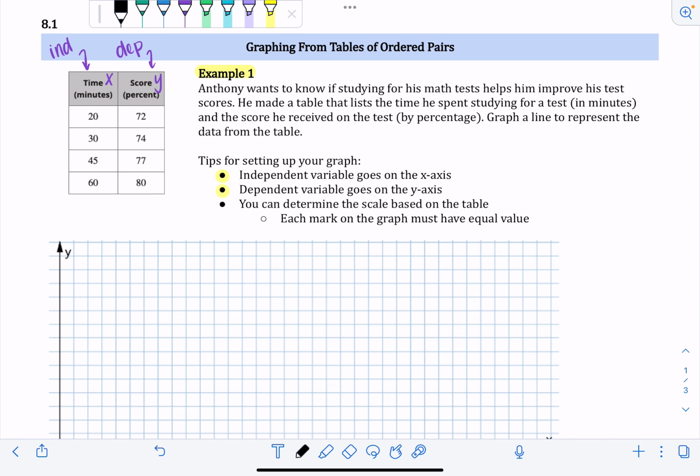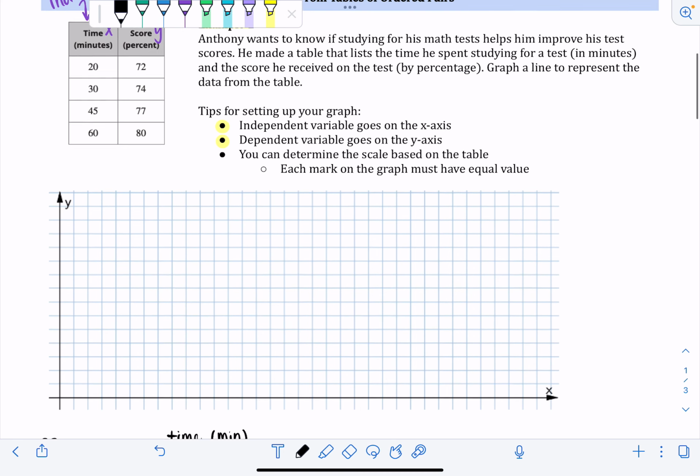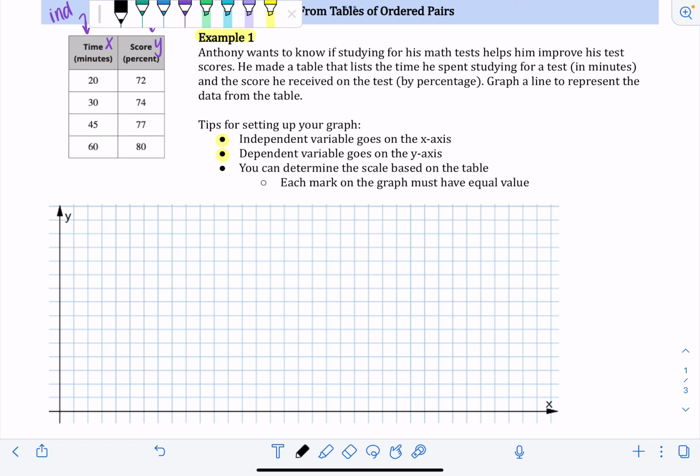So on our x-axis is time in minutes. And that represents how much time he's spending studying. And then on our y-axis, it represents his score as a percent.